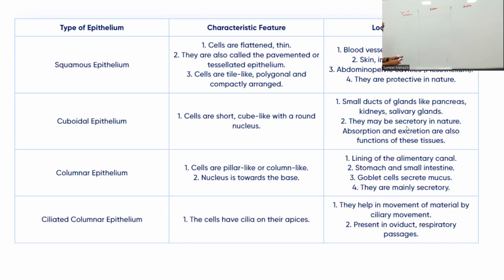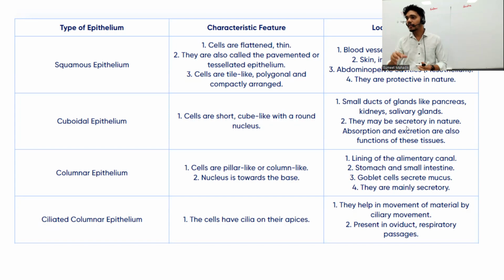Now we're going to talk about the epithelium types. The first is called squamous epithelium.